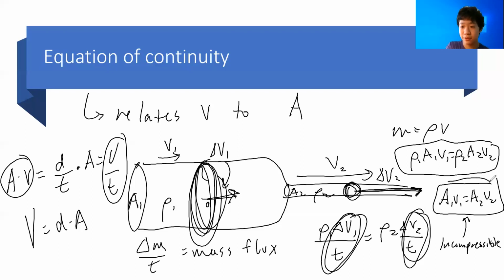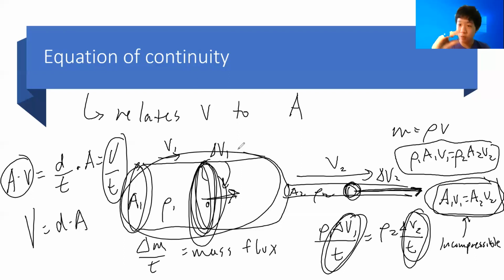So this is the equation of continuity for an incompressible fluid, which is all we're going to do today: A1 V1 equals A2 V2. This equation relates velocity to cross-sectional area. You can see from here that the greater the area, the smaller the velocity, and the smaller the area, the greater the velocity. You can see how the velocity was small in this wide pipe, and it got faster in the narrow pipe.